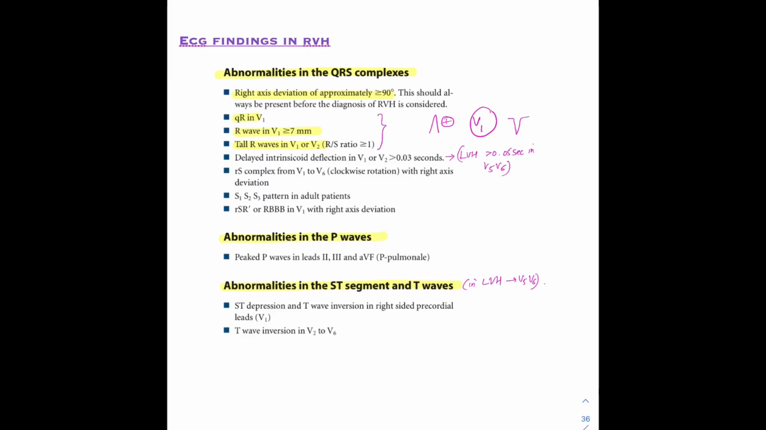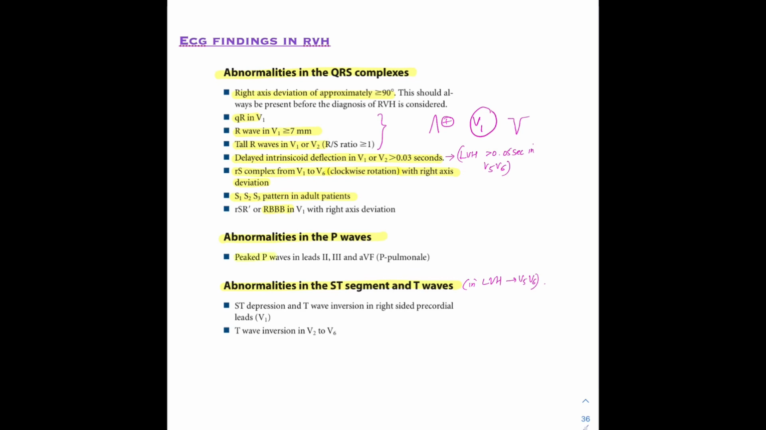Then next comes the delayed intrinsicoid deflection in the leads V1, V2 of more than 0.03 seconds. Again, RS complexes from V1 to V6, that is clockwise rotation with the right axis deviation. Then the S1, S2, S3 pattern in adult patients. And then you can also have features of right bundle branch block.